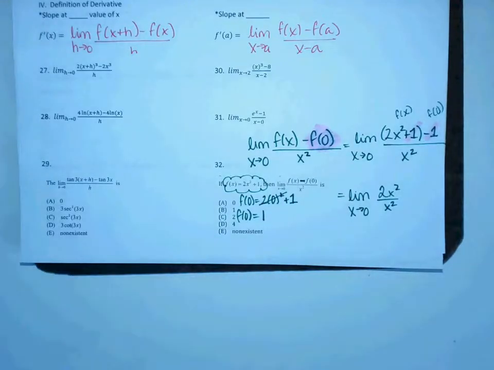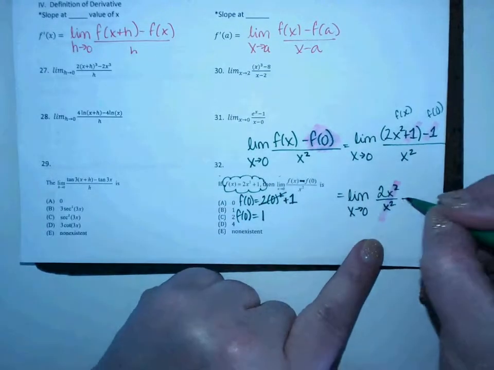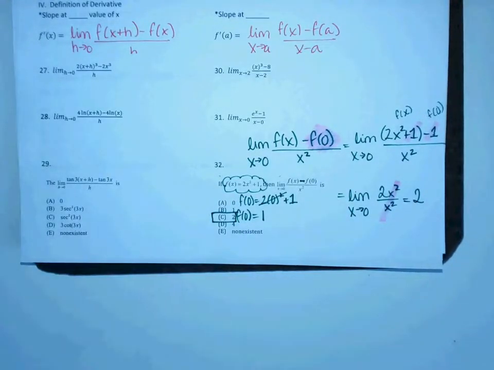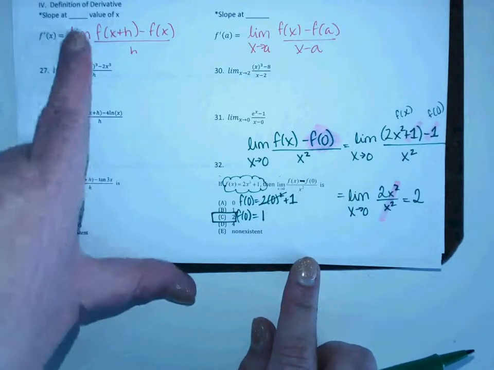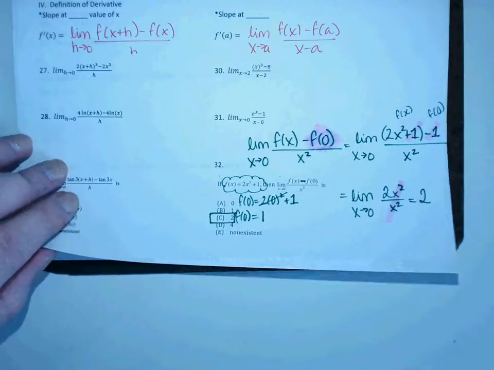And notice that your x squareds can cross out. Well, then the only thing that's left is 2. So answer choice C. Now, also notice that that kind of is in a weird spot because it's not really a definition of a derivative, but it's kind of in that section, even though it's not one of those.